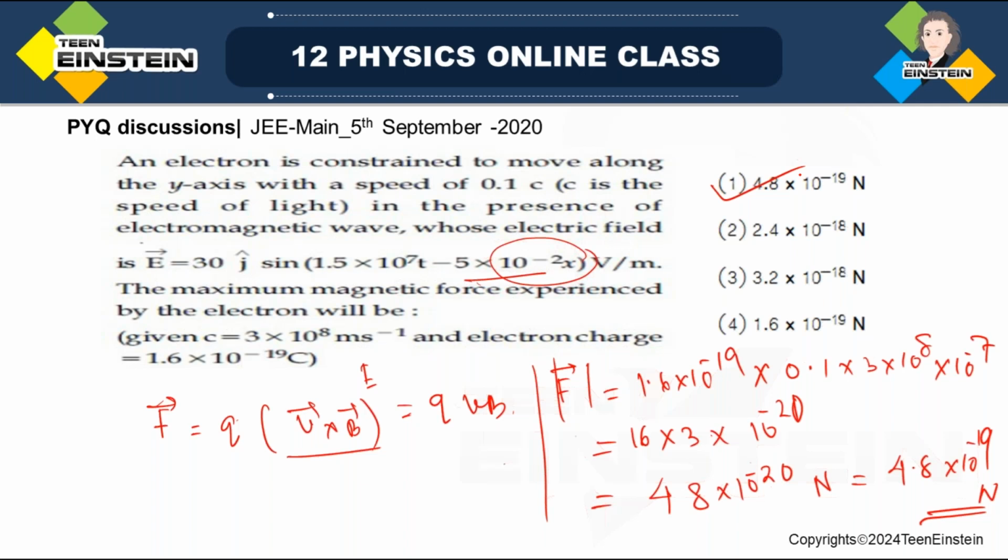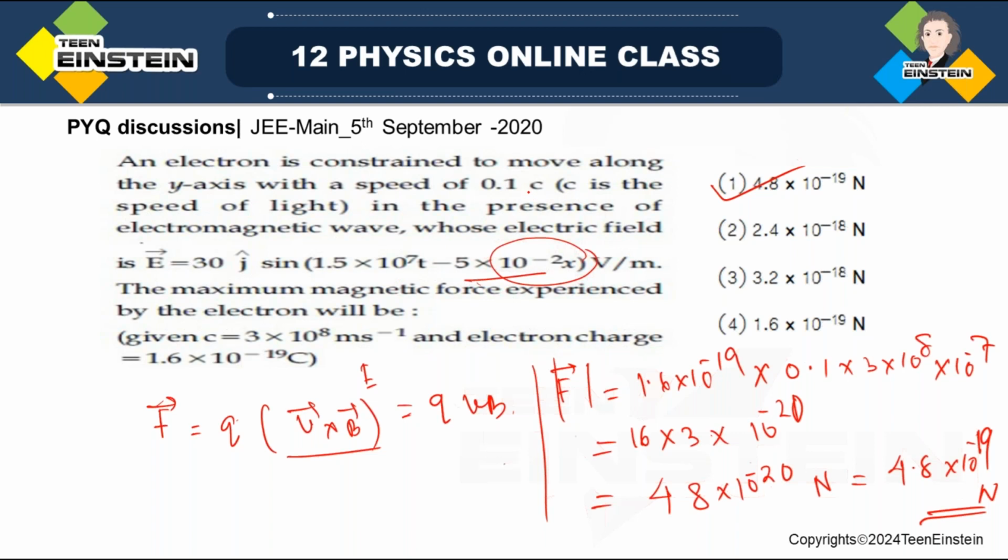This is the answer: 4.8 times 10 to the minus 19. Okay, this was a very simple problem, unless you do not understand that you have to find the magnetic field from this. This question combines the concept of moving charges in a magnetic field and also electromagnetic theory. The direction is not mentioned here; how to find the magnitude of the magnetic field was the turning point here.